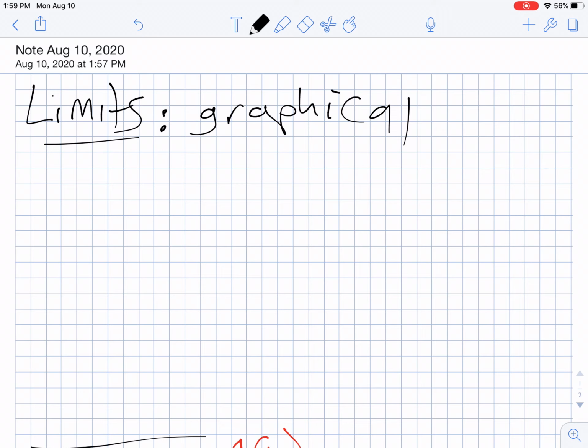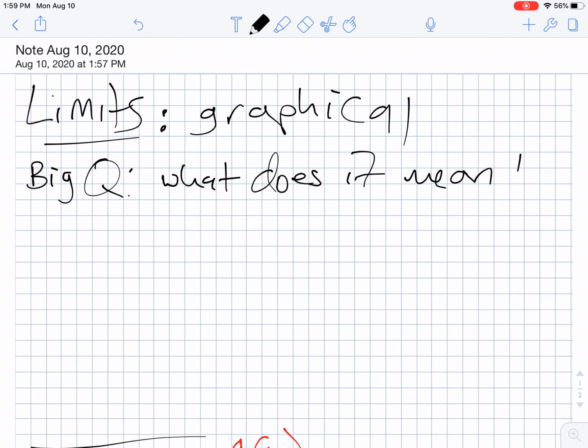Okay, here's kind of our big question for this chapter. Everything in calculus is going to come back to a limit. So before we go on, I want to fully explain what a limit is and what it means. The big question that a limit answers is: what does it mean to get infinitely close to something?